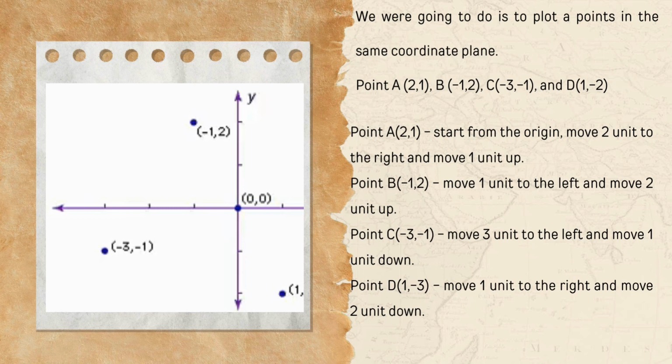As you can see, when the x value is positive, it goes right. When the x value is negative, it goes left. For y, if it is positive, it goes up, and if it is negative, it goes downward.